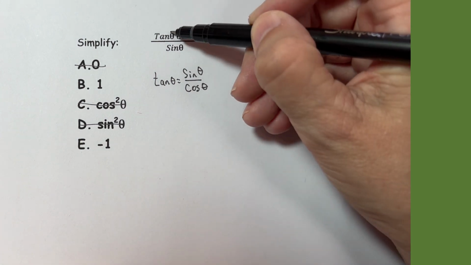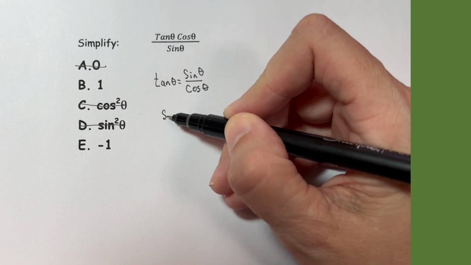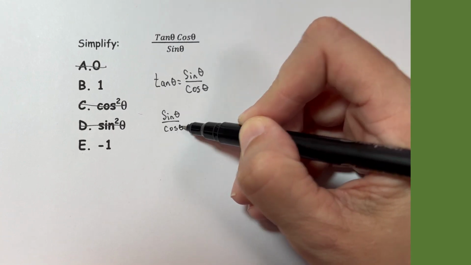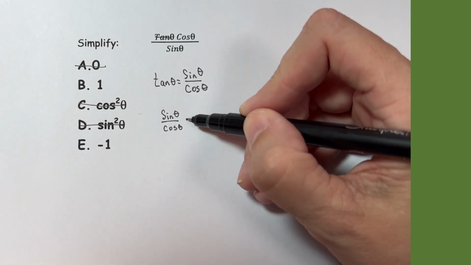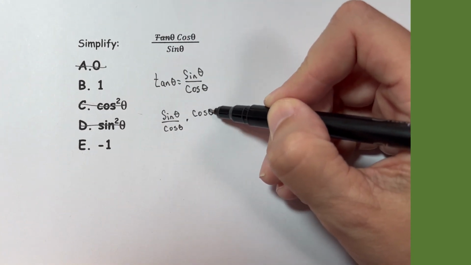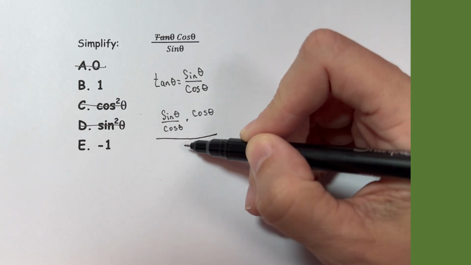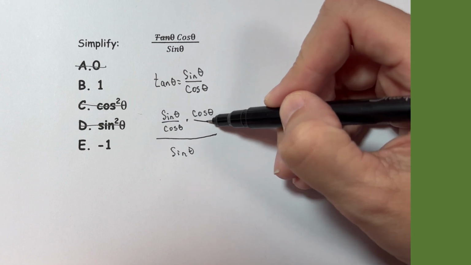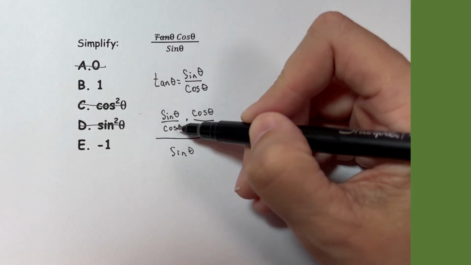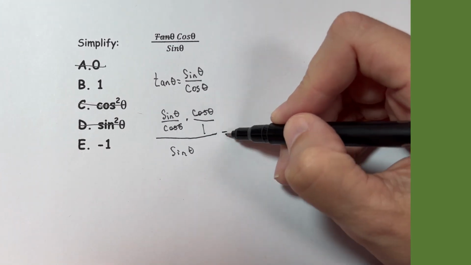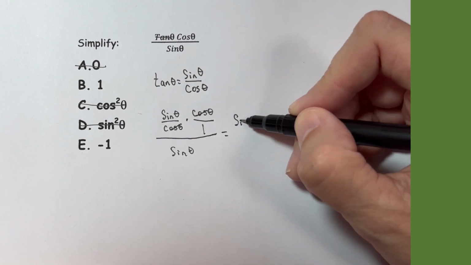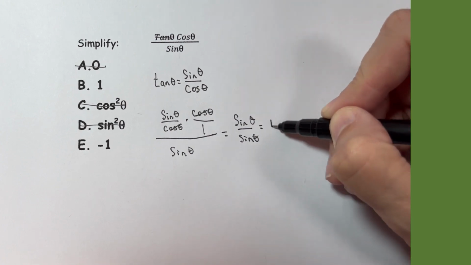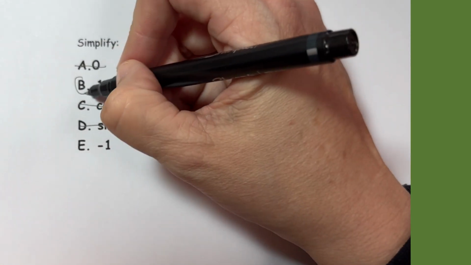So I'm going to replace tangent theta with sine over cosine. So I've got sine theta over cosine theta. That takes care of tangent theta. Then it's times cosine theta, and it's divided by sine theta. Now, since that's a fraction, let's make this a fraction. And these will cancel. So all we have left is sine theta over sine theta. Well, anything divided by itself is 1. So the answer is B.